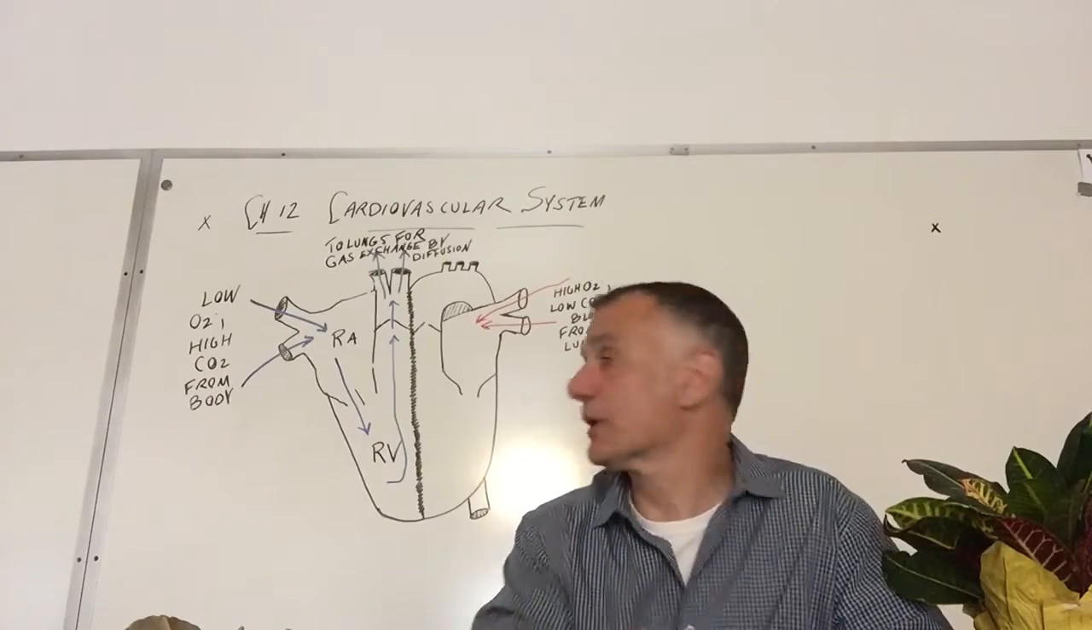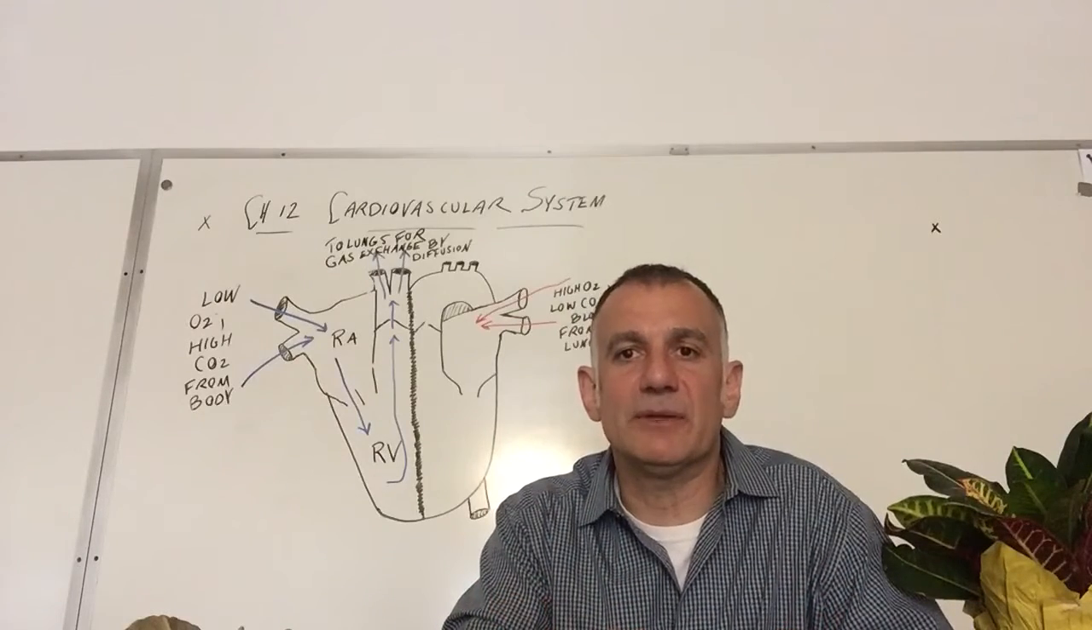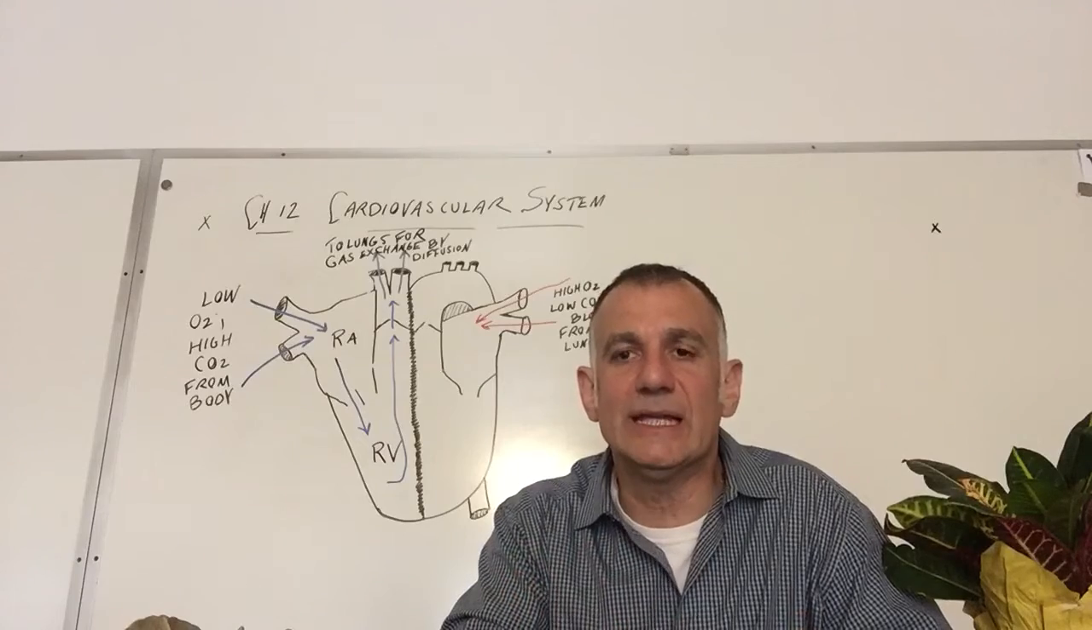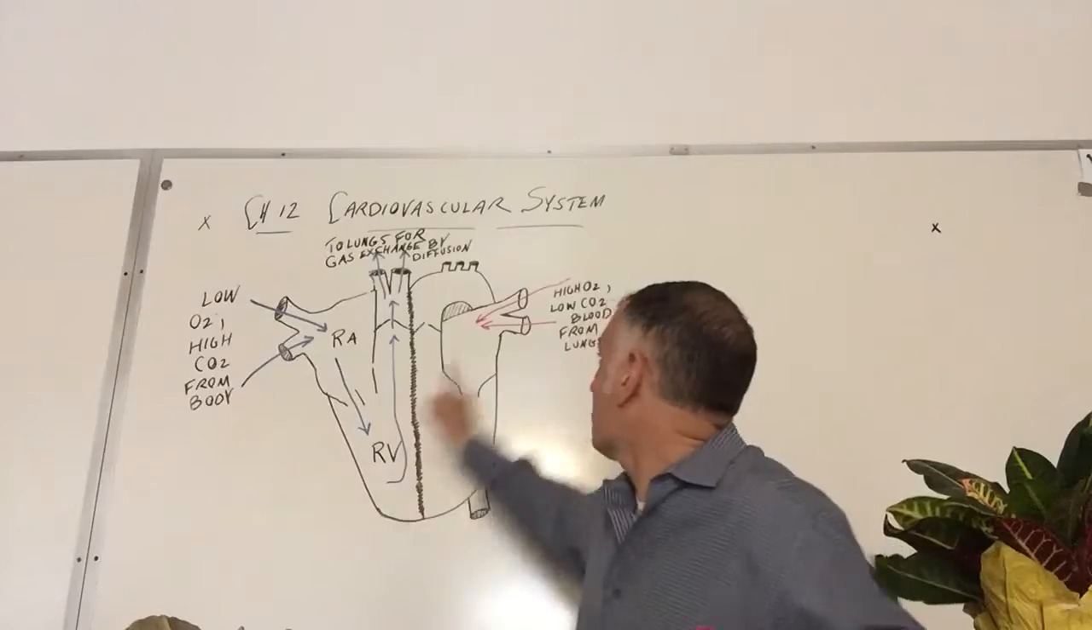Once that happens again, we're going to bring it back through these two vessels. Now, again, we talked about the anomaly on the other side of the heart, the pulmonary arteries, the only arteries in the body that are going to carry low oxygen, high CO2 blood. These are pulmonary veins.